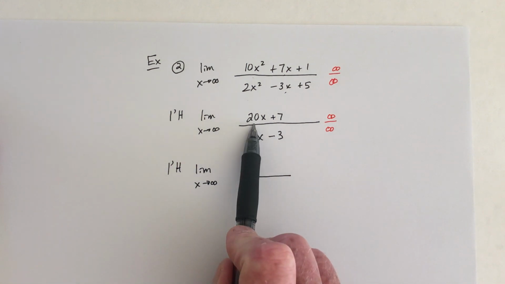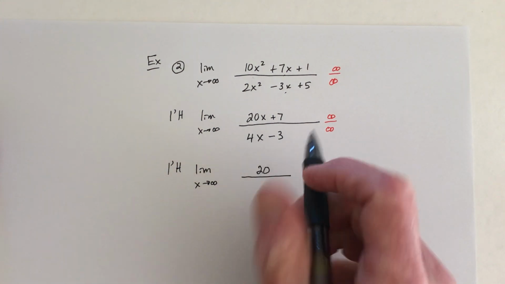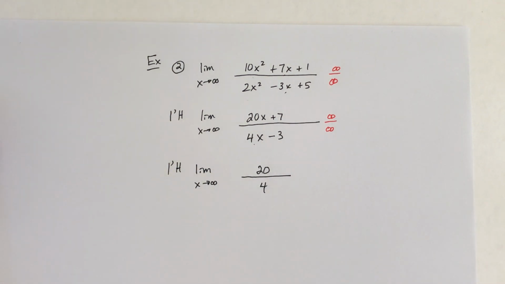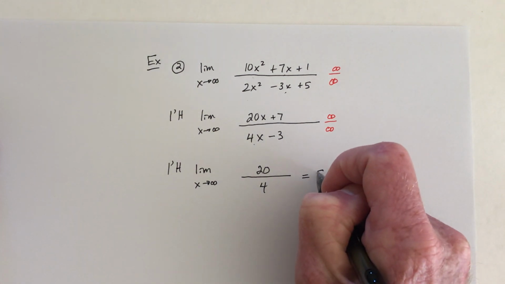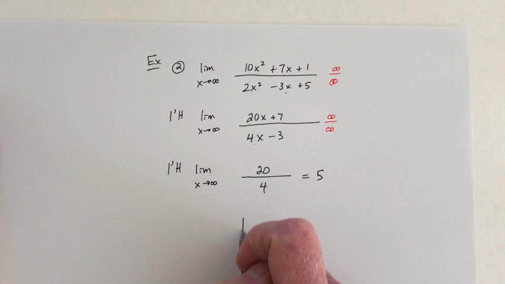So the derivative on the top would be just a 20. The derivative on the bottom would just be a 4. And it simplified it for us even more, so 20 divided by 4, that's 5. And that is finding the horizontal asymptote.